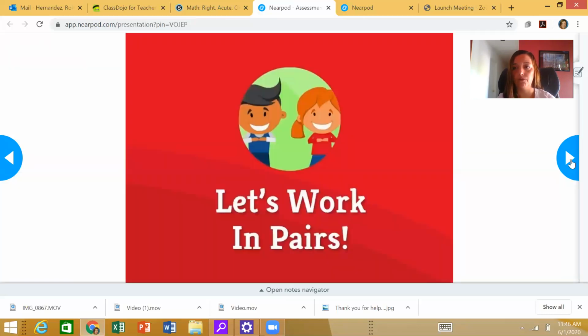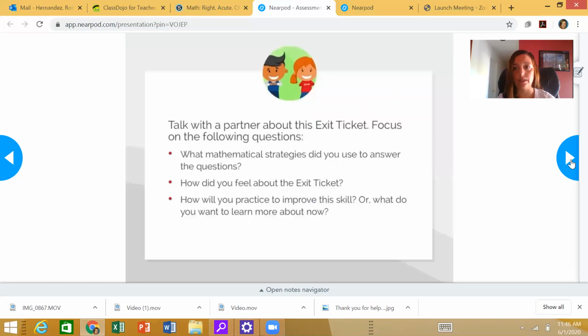And then for let's work in pairs, obviously you're not working in pairs, but you should think about, and if you'd like to, you can share your answer with someone at home, these questions. What mathematical strategies did you use to answer the questions? How did you feel about the exit ticket? And how will you practice to improve the skill? Or what do you want to learn more about now?